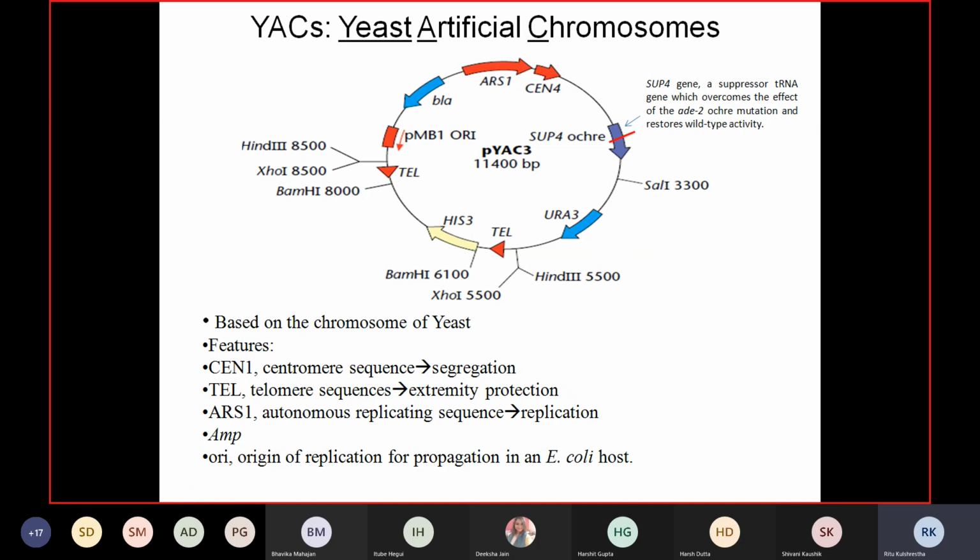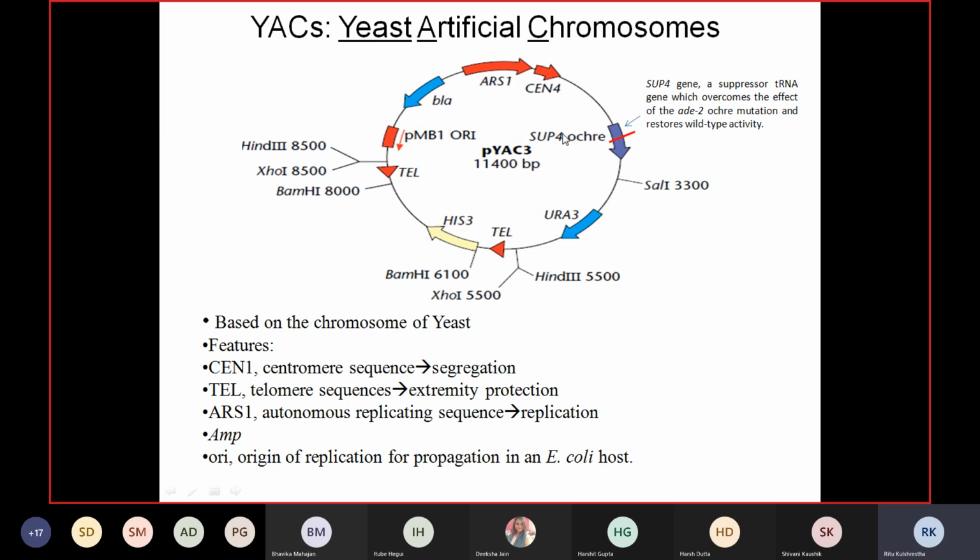yeast host strain which is auxotrophic for a particular amino acid. If it is auxotrophic, the yeast cells which have not taken up the plasmid will die if you do not provide external amino acid. While the yeast strains which have taken up this plasmid, the YAC vector, will survive because they provide the genes involved either in histidine biosynthesis, or in pyrimidine biosynthesis, or in tryptophan biosynthesis. So this is how you select the yeast strains which have taken up the plasmids.